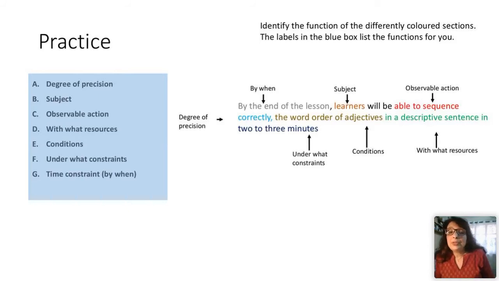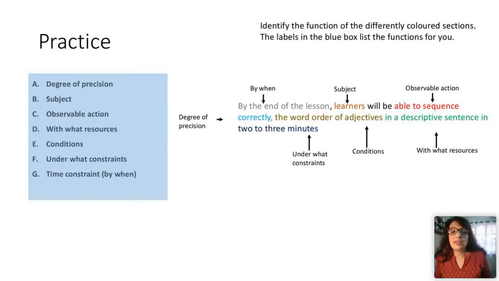We'll be able to sequence. This is the action I hope to see. They will be able to sequence. So basically what I've asked them to do is, given a whole bunch of adjectives, you need to position them according to the rule you have learned. All right. So that is what I'm training them to do. So they will be able to sequence the adjectives correctly, the word order of the adjectives.